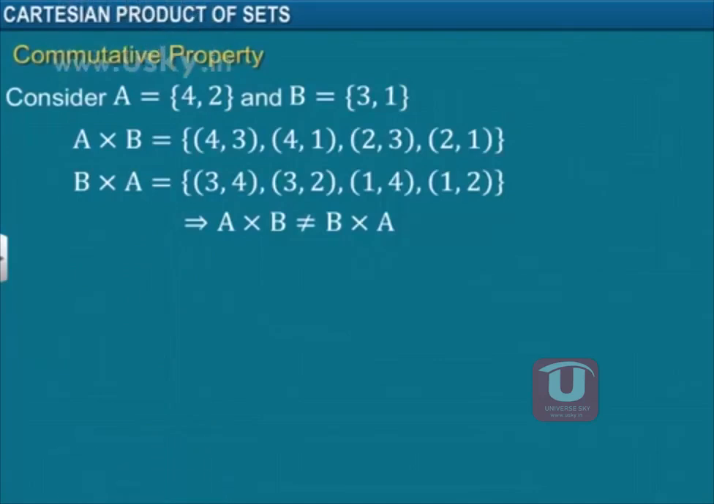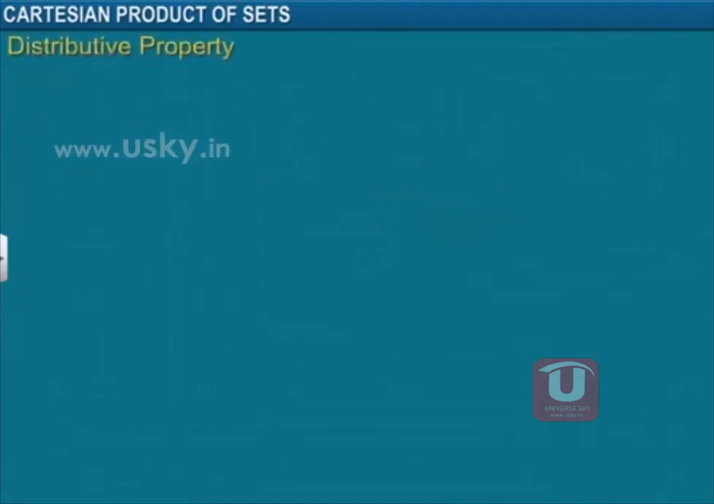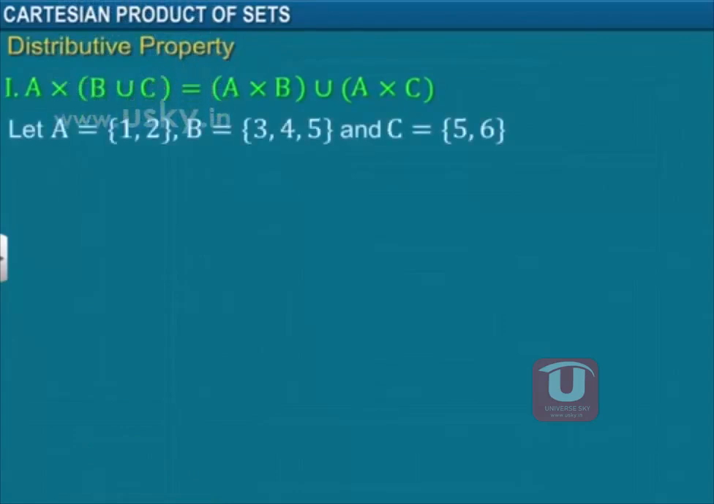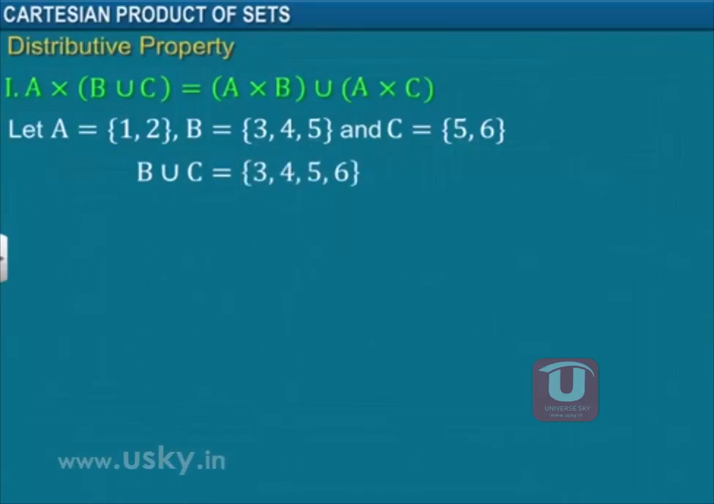Let us now discuss the distributive property. The Cartesian product of A with B union C is equal to the union of the Cartesian product of A and B, and A and C. Let's verify this property. Consider sets A, B, and C as shown. Set B union C will have the elements 3, 4, 5, and 6. Let us evaluate the left-hand side of the property first. The Cartesian product of A with B union C is the set as shown.